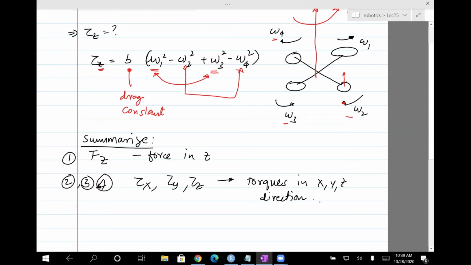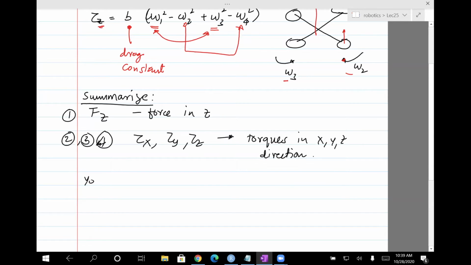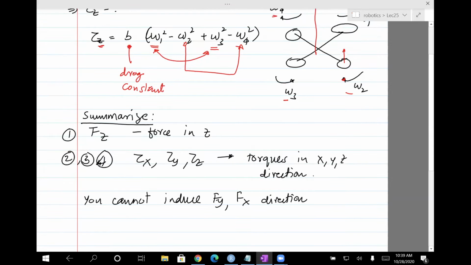So what's interesting to note is you can perfectly induce rotation motion. You can induce torques in x, y, z. You can only induce force in the z direction. You cannot induce Fy and Fx directly, because there is no way these motors have that capability. The way they are mounted, they cannot induce a force in the xy direction.